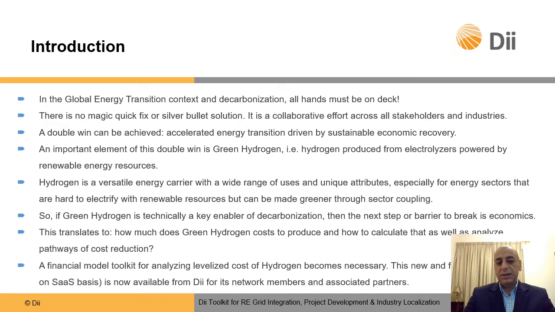An important element of this double win is green hydrogen, and that's green hydrogen produced from an electrolyzer powered by renewable energy resources. Hydrogen is a versatile energy carrier with a wide range of uses and unique attributes, especially for energy sectors that are hard to electrify. So if green hydrogen is technically a key enabler of decarbonization, then the next barrier to break is economics. This translates to how much green hydrogen costs to produce, and how to calculate and analyze that cost, including pathways of cost reduction.